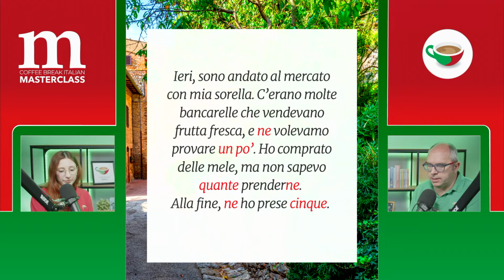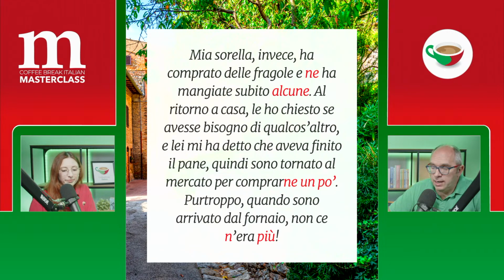Good. Okay, let's continue on. Mia sorella, invece, my sister on the other hand, ha comprato delle fragole. She bought some strawberries. E ne ha mangiate subito alcune. And she immediately ate some of them. Alcune there, the quantity word, and it's linked to ne. She immediately ate some of them. And we also see the mangiate, the agreement, and also alcune, of course.